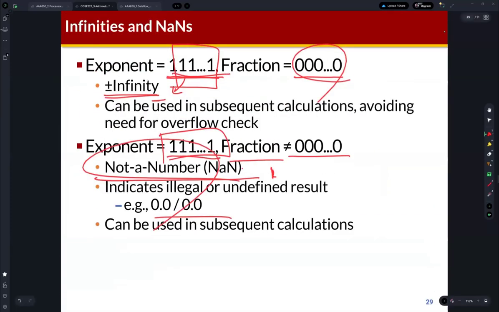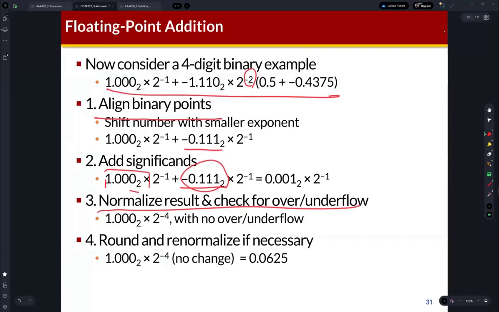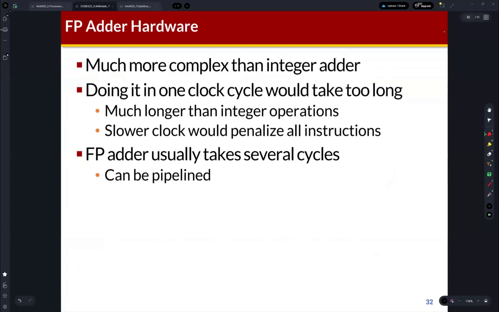But you know, it's the same for decimal numbers, right? So these steps are required. So this is the addition, but it's more complex. That's why the floating point ALUs or floating point processing engines are more complex than integer engines.